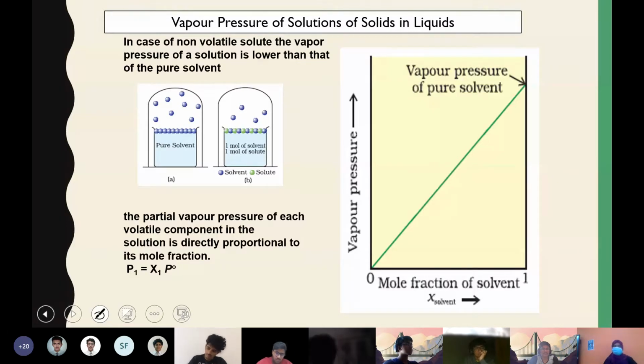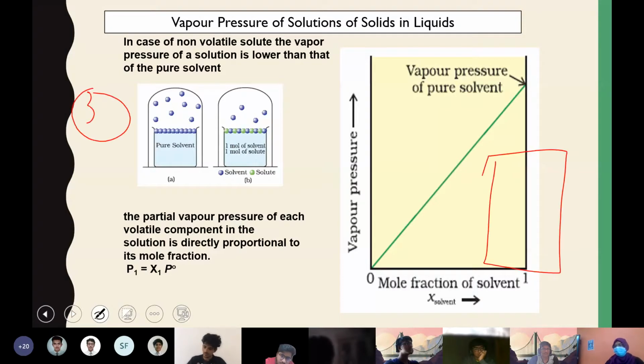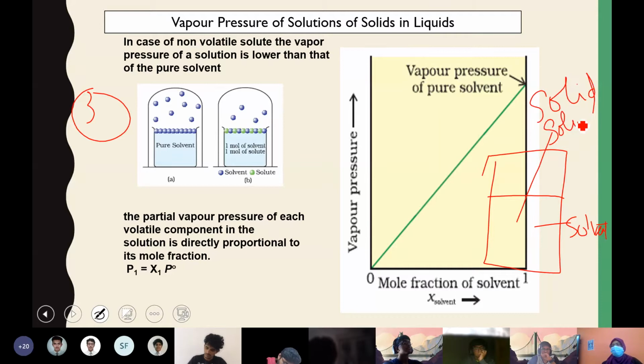Now the third case, here the difference is that you're again taking a closed container and a solvent, and this time, instead of a liquid solute, you're adding a solid solute. That means this is a kind of solution where you are adding a non-volatile solid solute into a liquid. So how does this addition of a solid solute make a difference in the vapor pressure? What will happen to the vapor pressure?